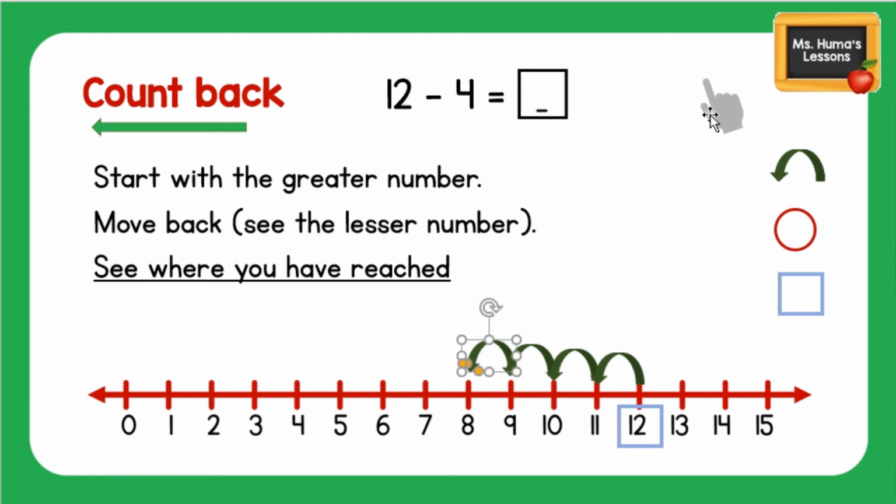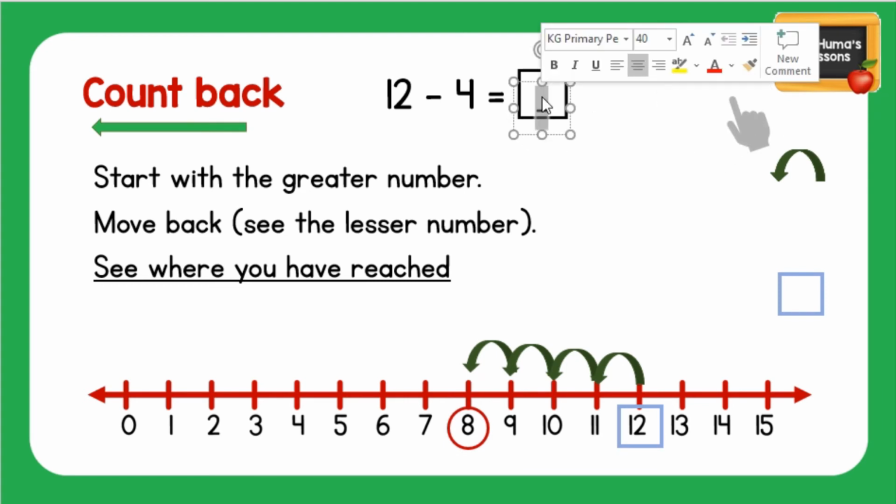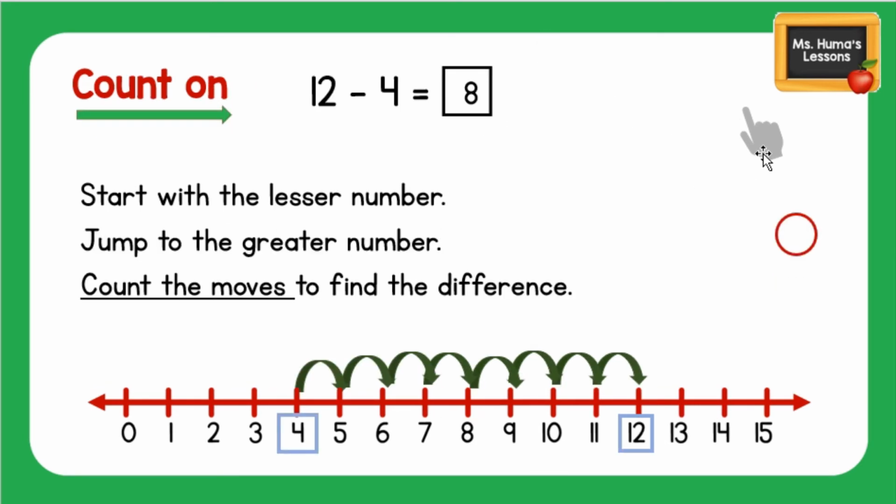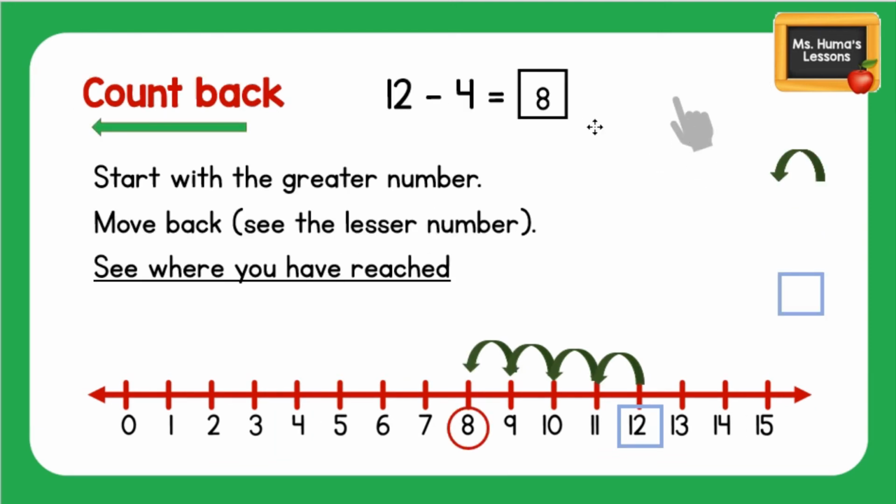Then what I'm supposed to do, I have to see where I have reached. I don't have to count the number of moves. I've already counted and made the number of moves according to this number. Now I will not count the number of moves. I will see where I have reached. That's what I'm going to write here, and it's 8. So this means either I use the count on method or the count back method. Each time I'm getting the same answer. See this?